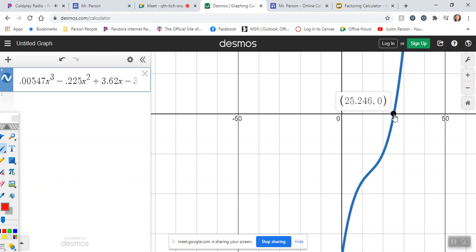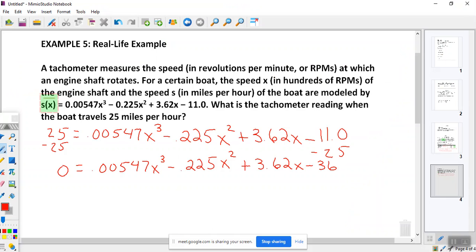Now again, 25.24 is our answer, but keep in mind, this is 25.2400, so I'd have to move the decimal how far to the right? So what's the tachometer reading on this boat when you are traveling 25 miles per hour? I'm going to say by decimals, 2,524 RPM, right?